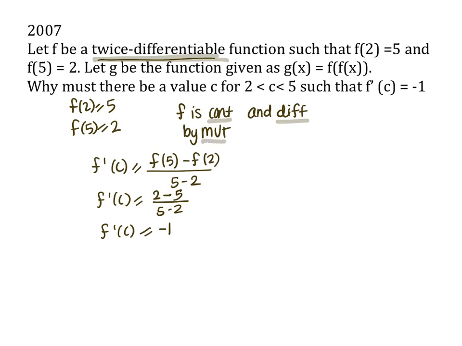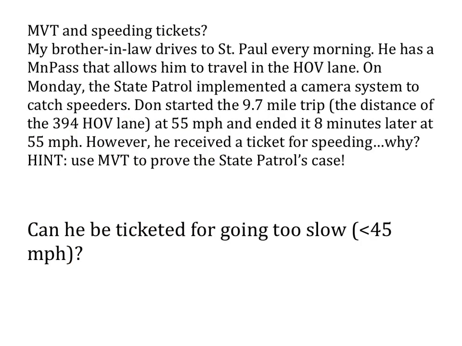And so by MVT, I can set up the slope of the secant equal to the derivative value. I solve for the slope of the secant, which is -1, and by MVT, I'm guaranteed that there is at least one place over that interval of 2 to 5 such that there must be a derivative value that's equal to -1.